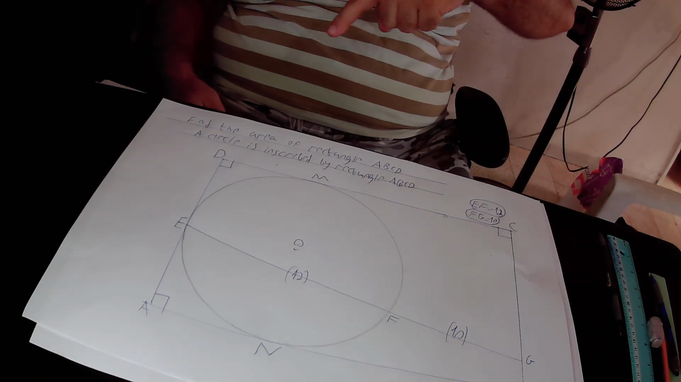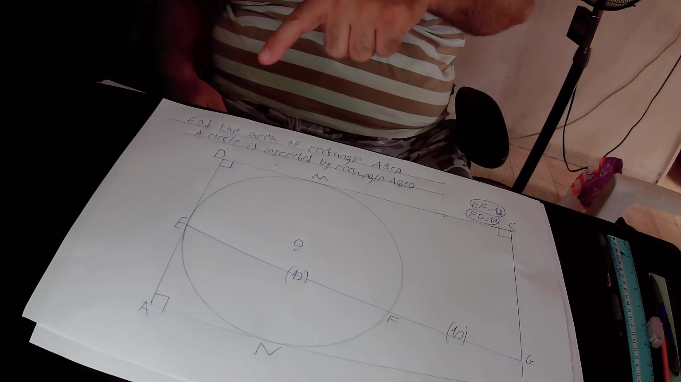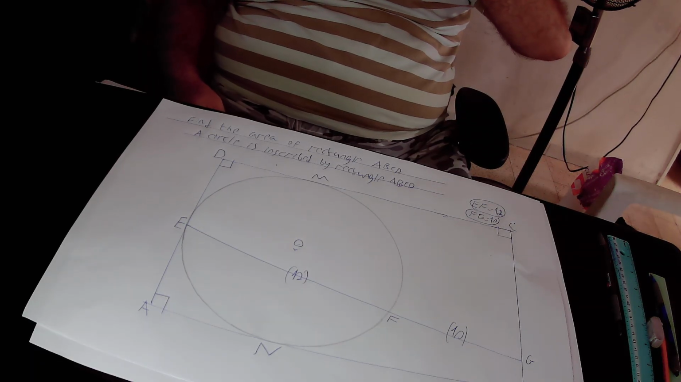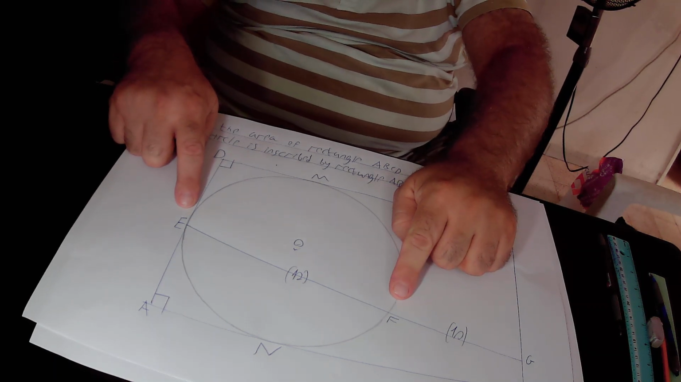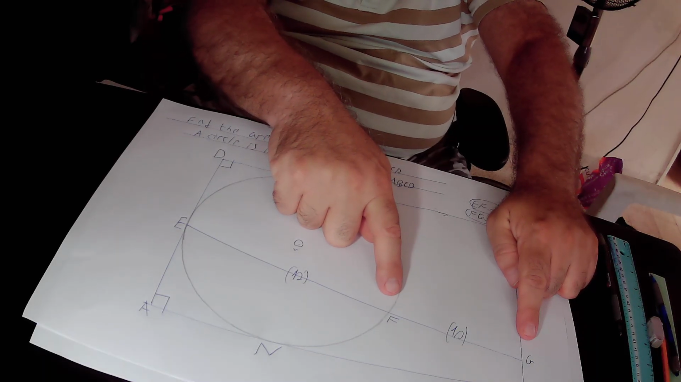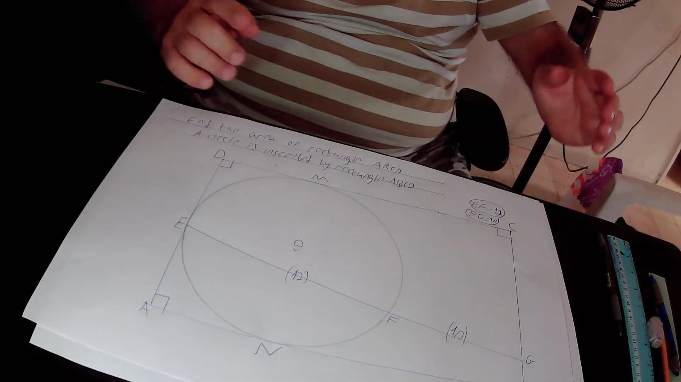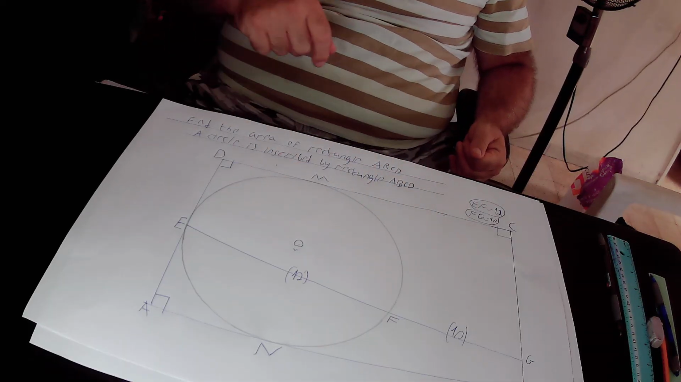In the drawing, we have a circle that is inscribed by rectangle ABCD. In addition, we know that this is called EF, that is equal to 12 units in its length. This is line segment FG, that is equal to 10 units in its length. Again, our mission is to find out the area of this rectangle ABCD.